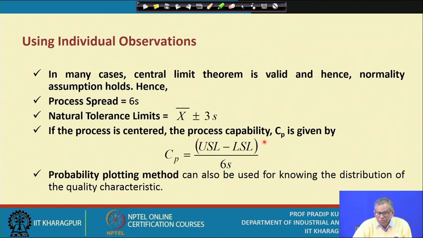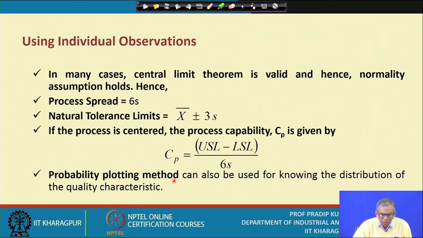If the process is centered, we have already defined what the centering of the process is. The process capability Cp, or process capability ratio, also known as PCR, is given by USL minus LSL. That means this is a two-sided, double specification limit, for which the upper specification limit and the lower specification limit are known, divided by 6 into s.